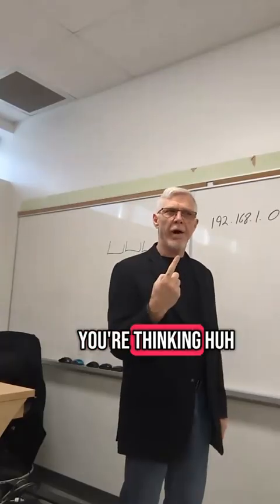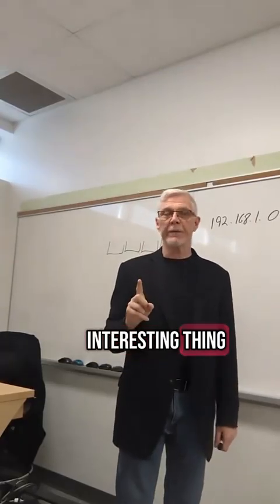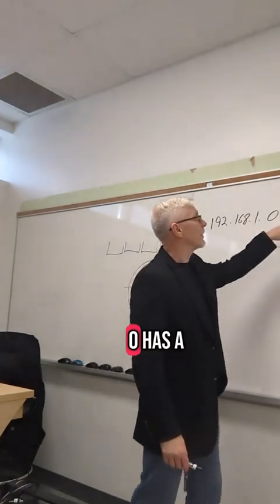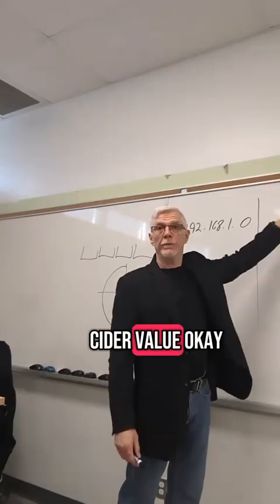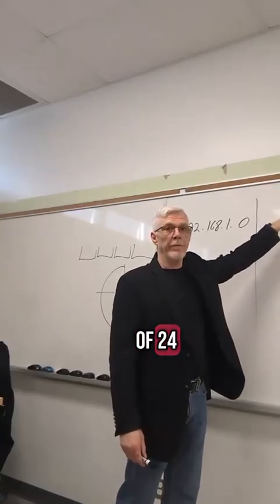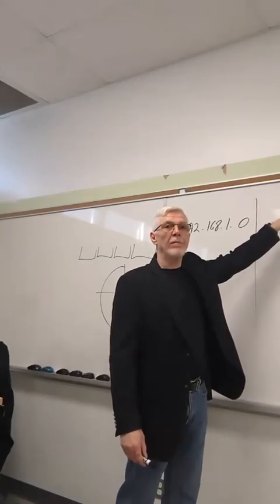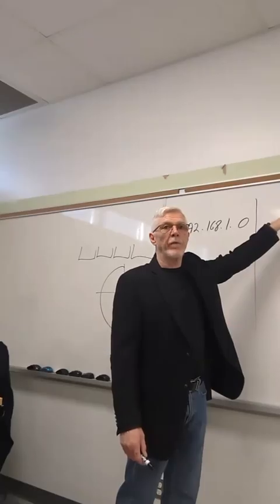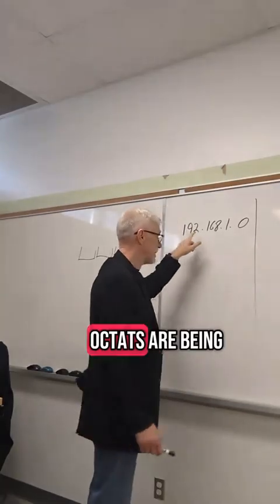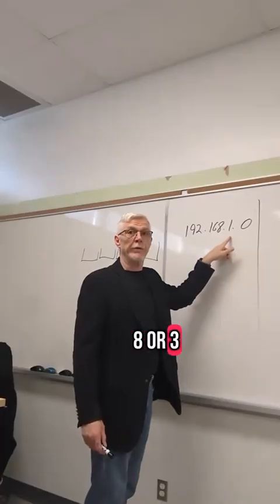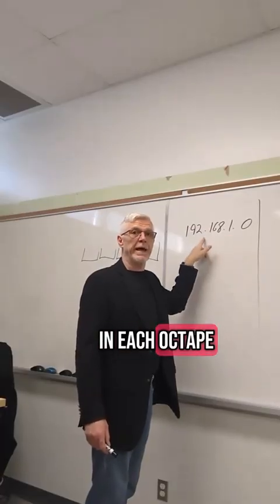I know what you're thinking, huh? Well, here's an interesting thing. 192.168.1.0 has a CIDR value, CIDR is the way we keep track of things, of 24. You know what that means, Tristan? How many bits in an IPv4 address? 32. How many octets are being used for the network ID? 3, right? How many bits in each octet?